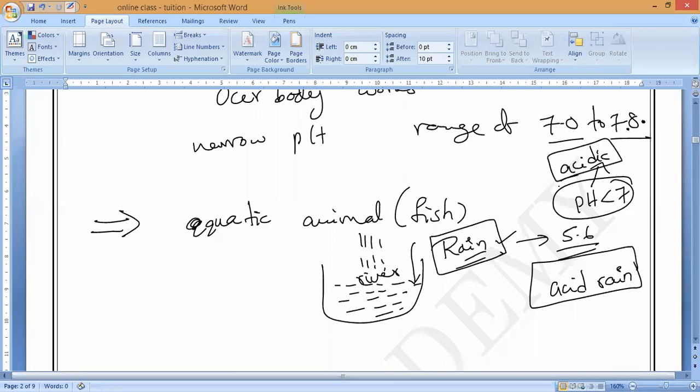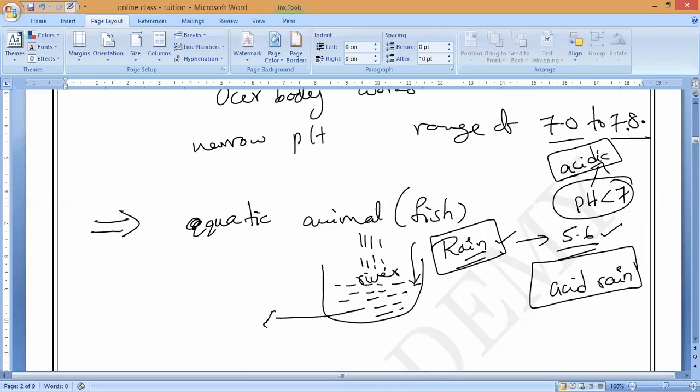Acidic in nature. So that is why, because of pollution or some kind of problems, if the rain falls with a pH of about 5.6, then that is called acidic rain. Now if you observe here, the acid rain can lower the pH of lake water or river water to such an extent.